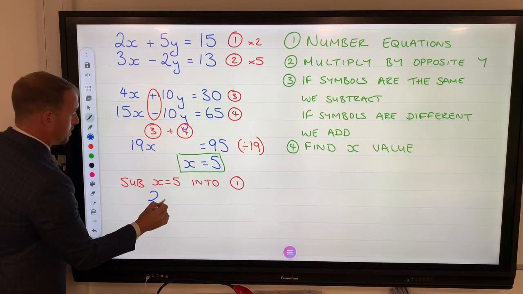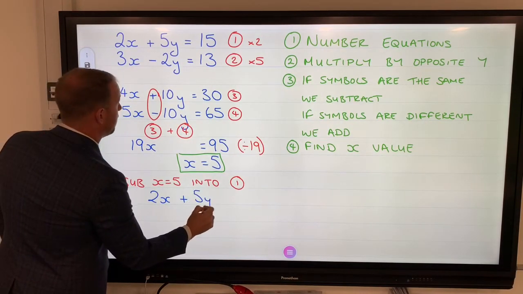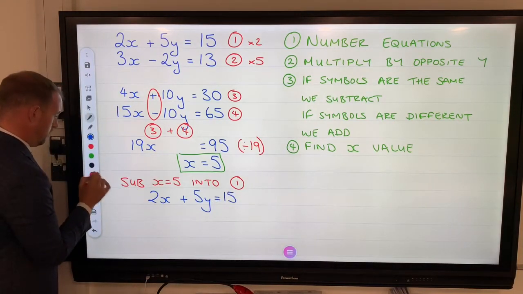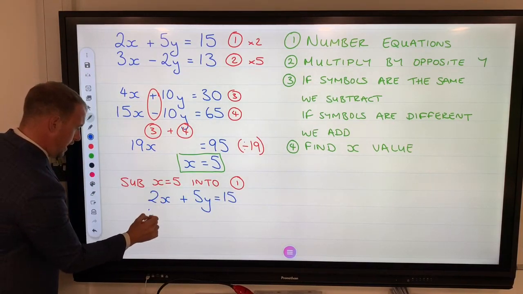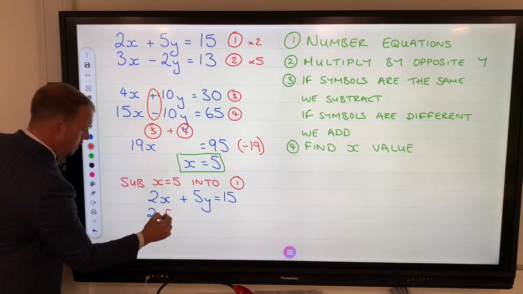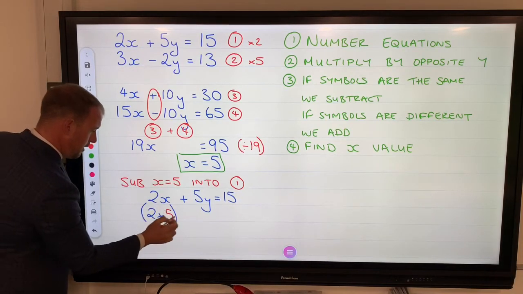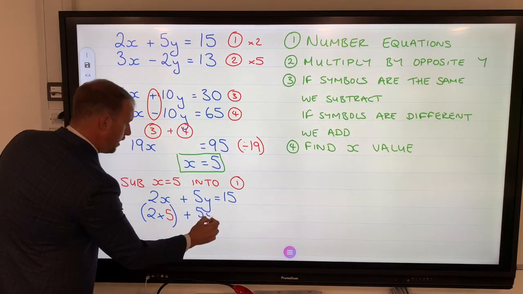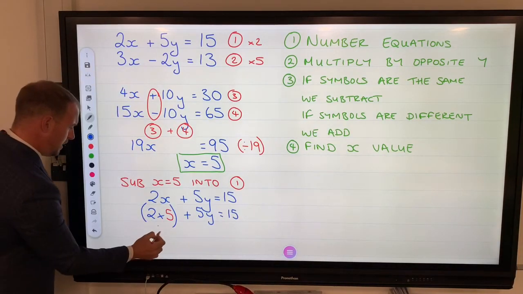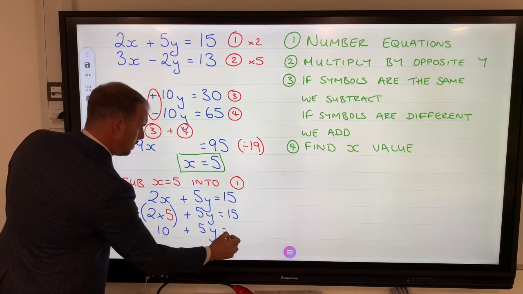So let's write down equation 1 again then. So I've got 2x plus 5y equals 15. So let's substitute now. So this 2x, so it's 2 times 5. I'll put it in red just to show you. That's where the 5's come from. So 2 times 5 plus 5y equals 15. 2 times 5 is 10, plus 5y equals 15.